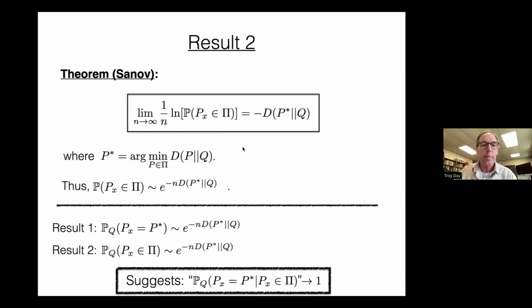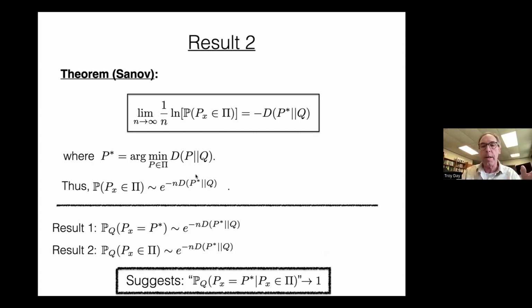That's interesting because now I can put those two pieces together. The first result gives me a probability of choosing a particular one, and if I focus on this P star as my particular one, I get that quantity. The second result gives me the probability of lying within a subset, and I get the same thing. So when I put those together, it suggests, in a particular neighborhood way, which I won't spend time dwelling on, that the probability of pulling a particular DFE goes to 1 as n goes to infinity. And that particular DFE is the one that minimizes the distance within the subset of interest to this distribution Q.